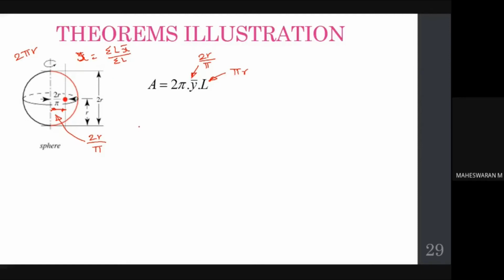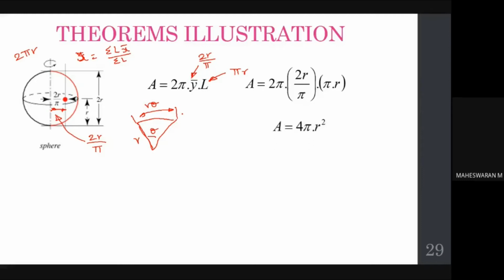You can also consider it as a sector of a circle. Let me consider this as my radius r. If I know the angle theta, the length is r into theta. Here r is the radius, and it is rotating for pi, 180 degrees. So pi into r is nothing but r theta. So in that case, the area is 2 pi into 2r by pi into pi r. The surface area of the sphere will be 4 pi r square.